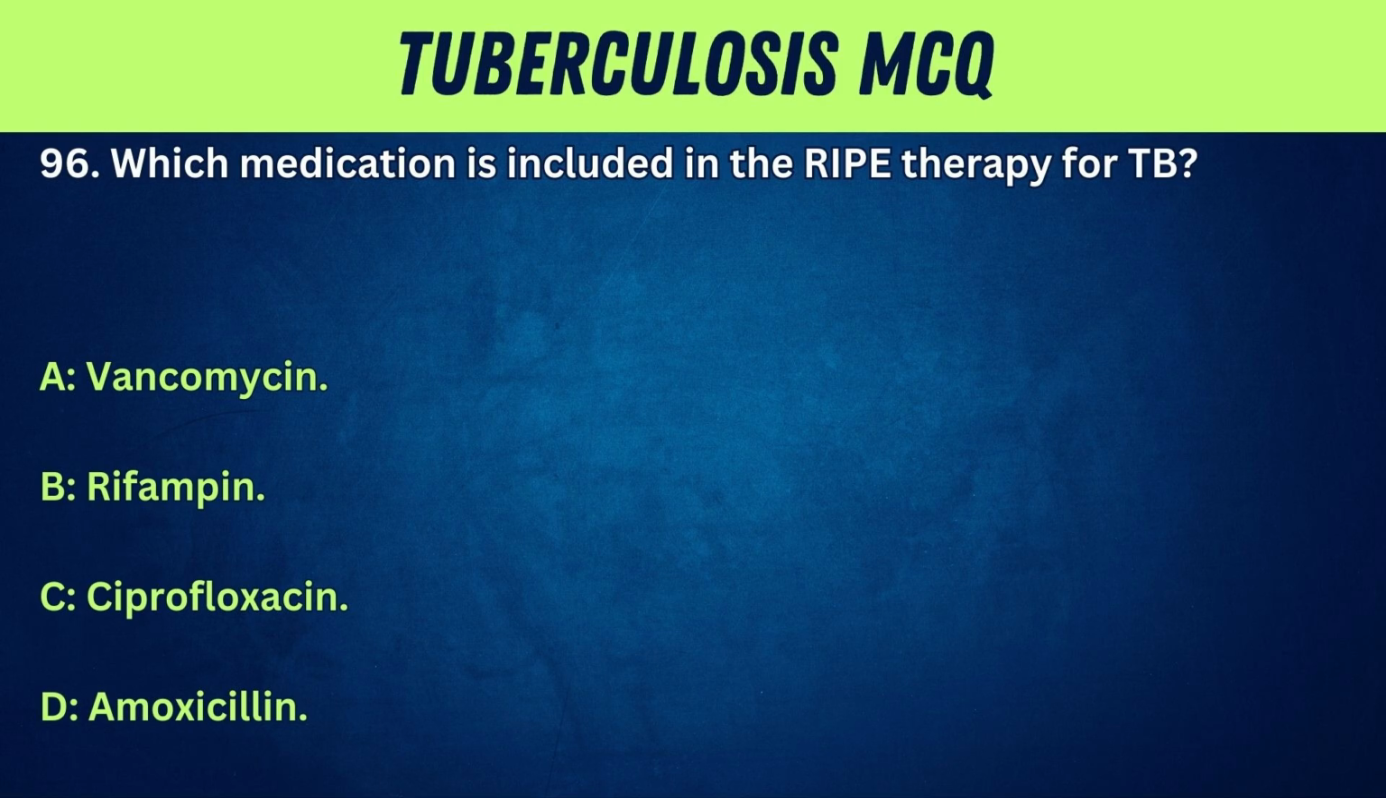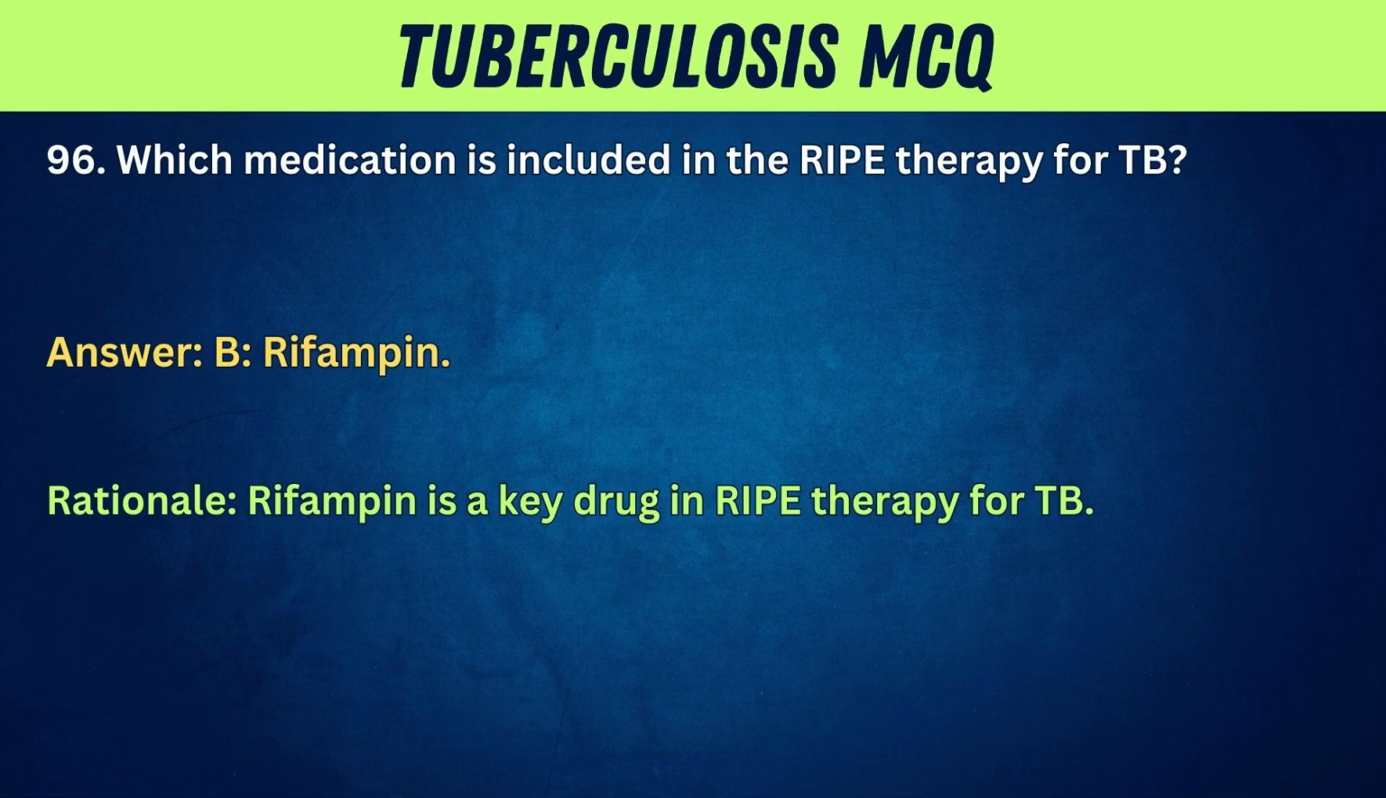96. Which medication is included in the RIPE therapy for TB? A. Vancomycin, B. Rifampin, C. Ciprofloxacin, D. Amoxicillin. Answer: B. Rifampin. Rationale: rifampin is a key drug in RIPE therapy for TB.